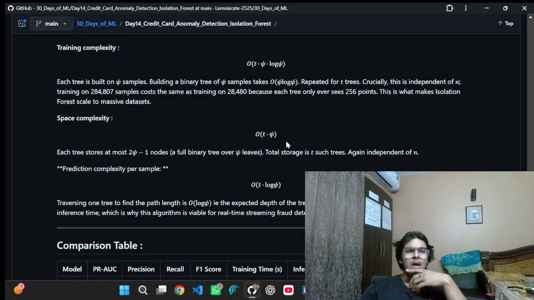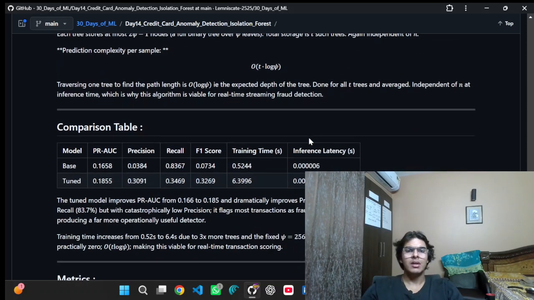Okay. Space complexity is T into psi. This is because psi is the sample size, and the tree only stores the nodes which are present in the tree itself. So psi into T is the number of nodes that it stores. So this is also pretty manageable.